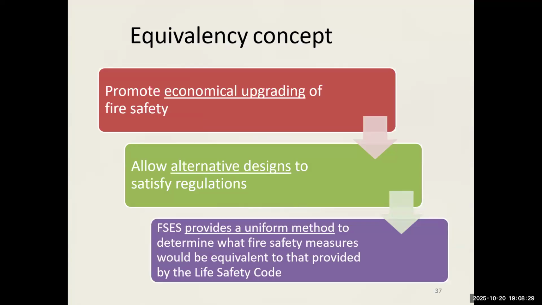So in practical terms, FSES allows existing buildings to be judged on their actual performance capabilities. For example, an older hospital might not have the required corridor width by modern standards. But if it has superior smoke detection and also a sprinkler system, the FSES can mathematically demonstrate that these features will provide equivalent life safety. So this performance-based approach enables a practical and cost-effective solution while ensuring we never compromise on safety.